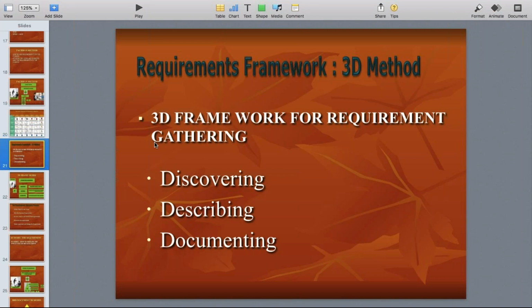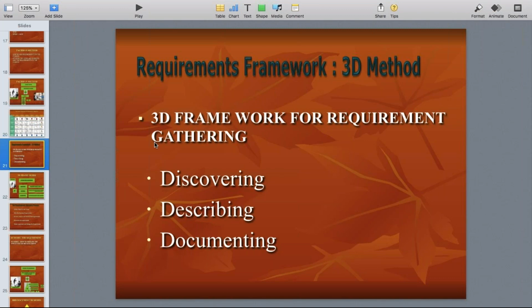And some ideas, some requirements come from your creativity, from your previous experience. So what you have to do here is this 3D says discover a requirement, discover something new, a unique requirement, and then describe it. Describe to whom? Describe to the client.